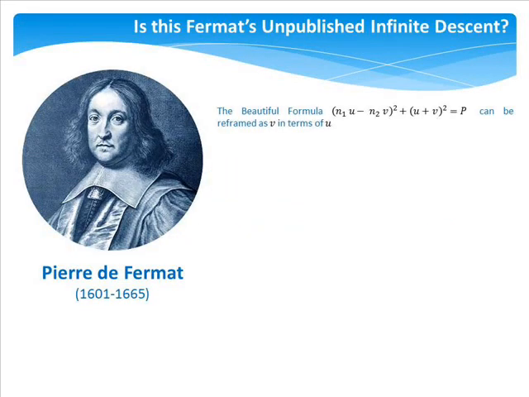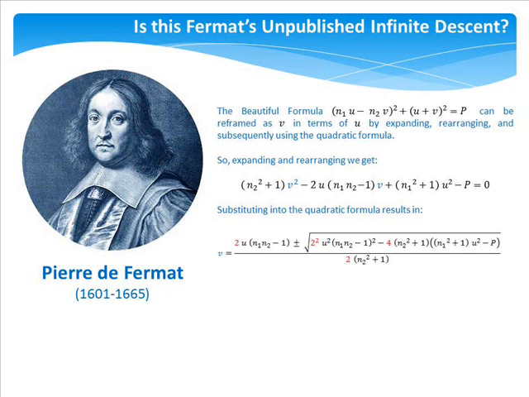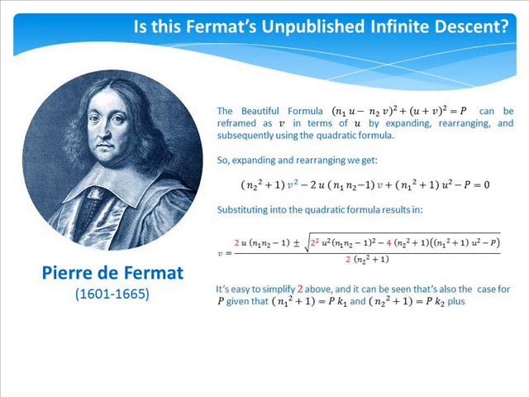The beautiful formula can be reframed as V in terms of U by expanding, rearranging, and subsequently using the quadratic formula. So expanding and rearranging we get, and substituting into the quadratic formula results in, it's easy to simplify 2 above, and it can be seen that's also the case for P, given that n sub 1 squared plus 1 equals P times K sub 1, and the same for n sub 2 and K sub 2.